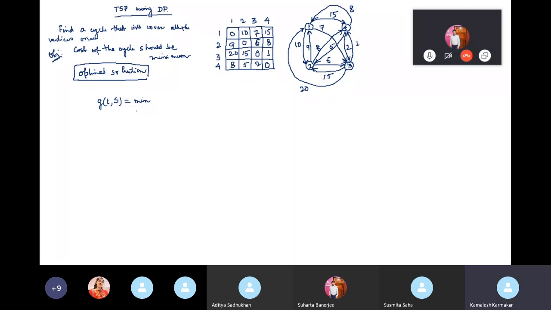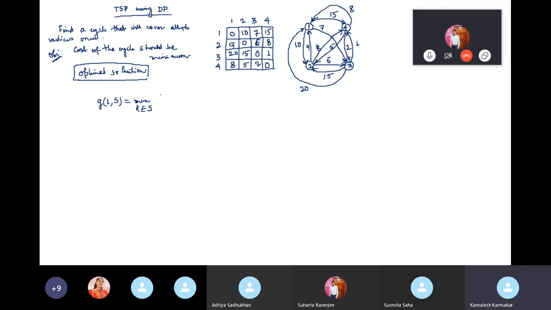So if the next vertex which we are choosing here is K, then K should be within this set S. So if we choose a vertex K from this set S, then for which path this one is minimum, that will be our optimal solution.